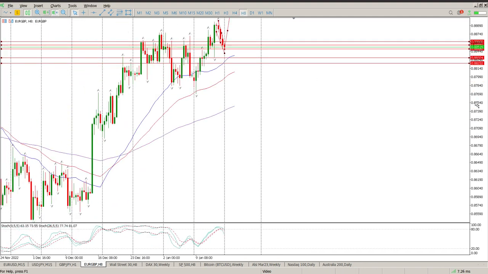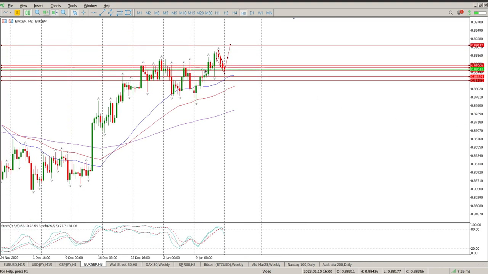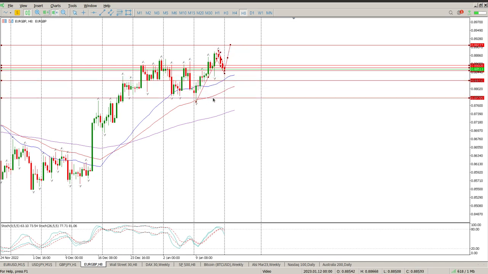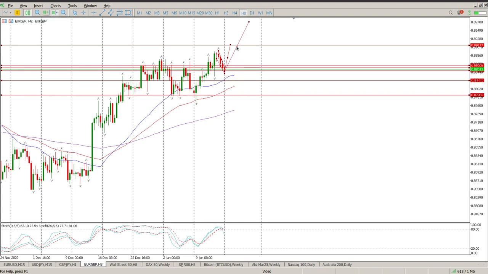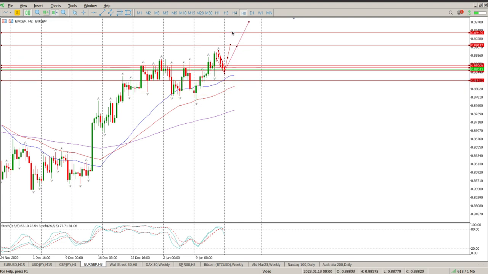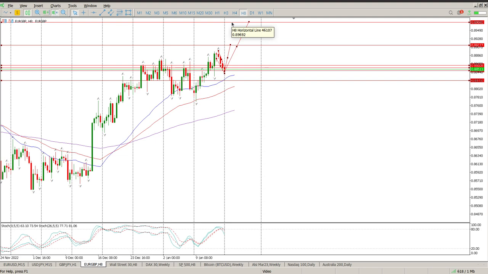And if you look at this on the 8-hour, I'm just taking it from here, but this is also an 8-hour wedge that is forming. There's a second target to the upside there around 0.89692.